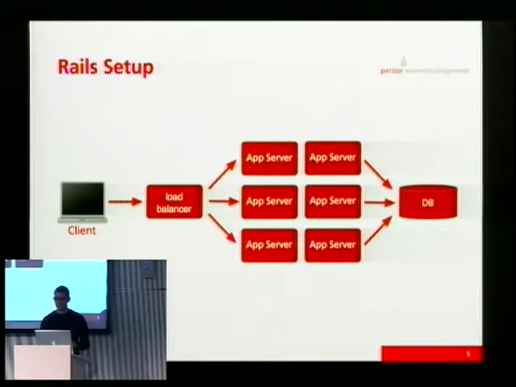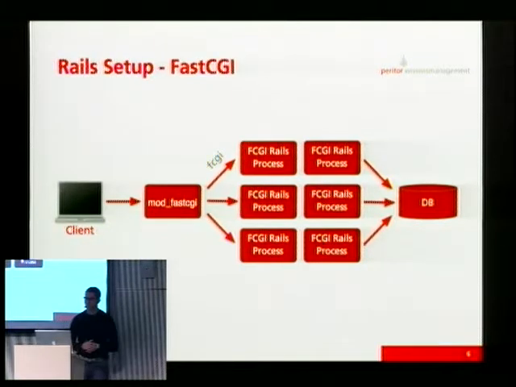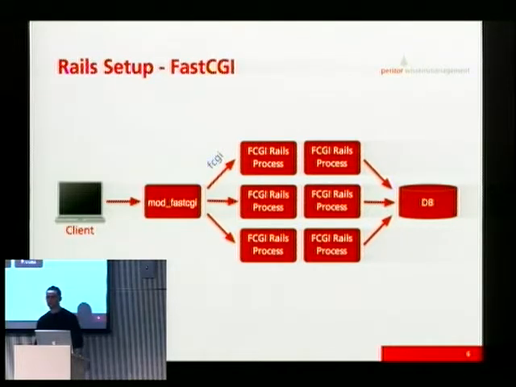There are two common setups. We have the first setup that was used a couple of years ago, FastCGI. So you have an Apache or Lighttpd web server in front of your application, and then you use FastCGI to communicate with your backend Rails process.